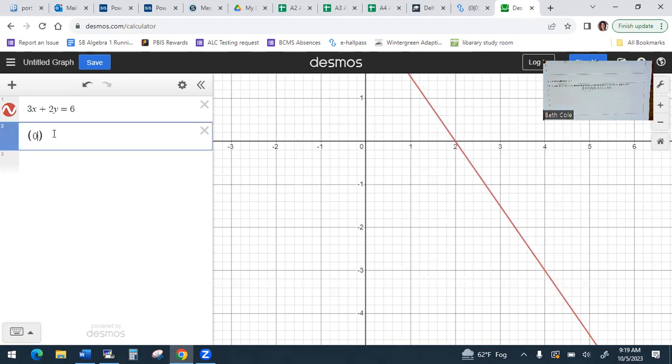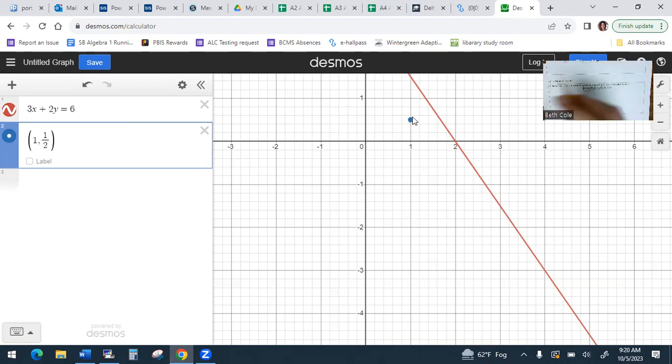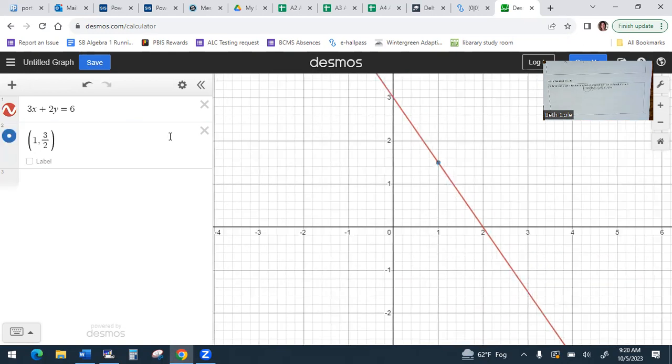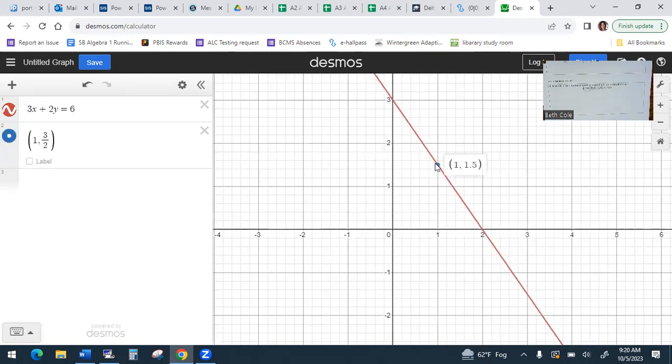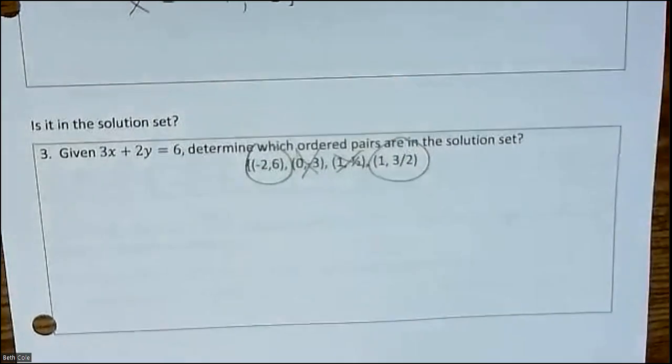All right, what's the next one? 1, comma a half. Look, it's right there. Is that on the line? No. And then 1, comma 3 halves. I just changed it to 3 halves. Is that on the line? Yes. So do you feel comfortable with the calculator?